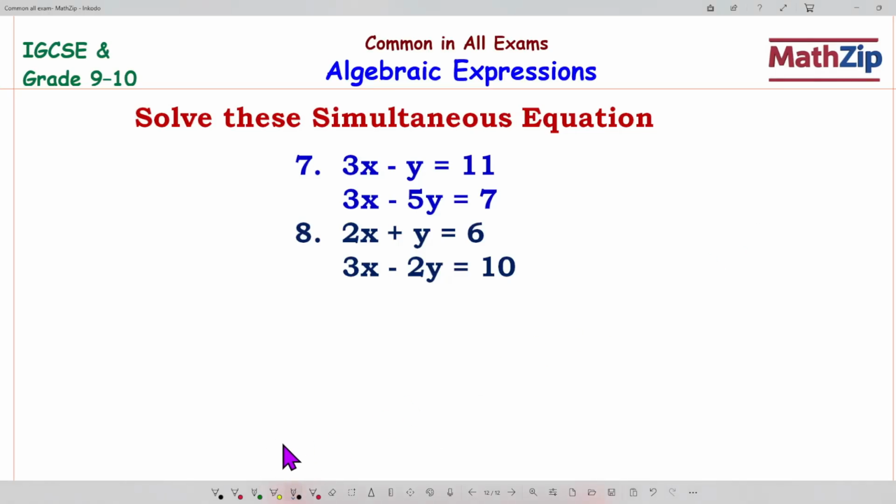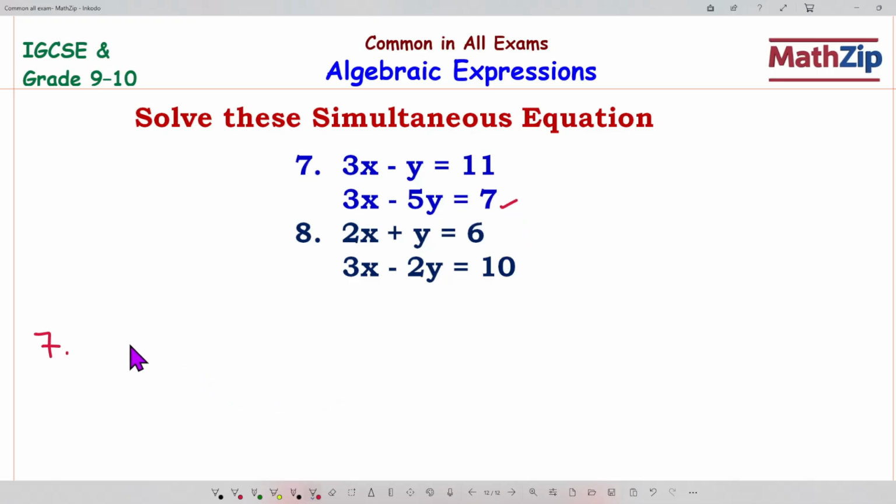We are going to solve the following simultaneous equations step by step. Number 7. Please note that you will find numbers 1 to 6 in the previous video. If you want, you can watch those videos first. Now, number 7: 3x minus y equals 11 and 3x minus 5y equals 7.